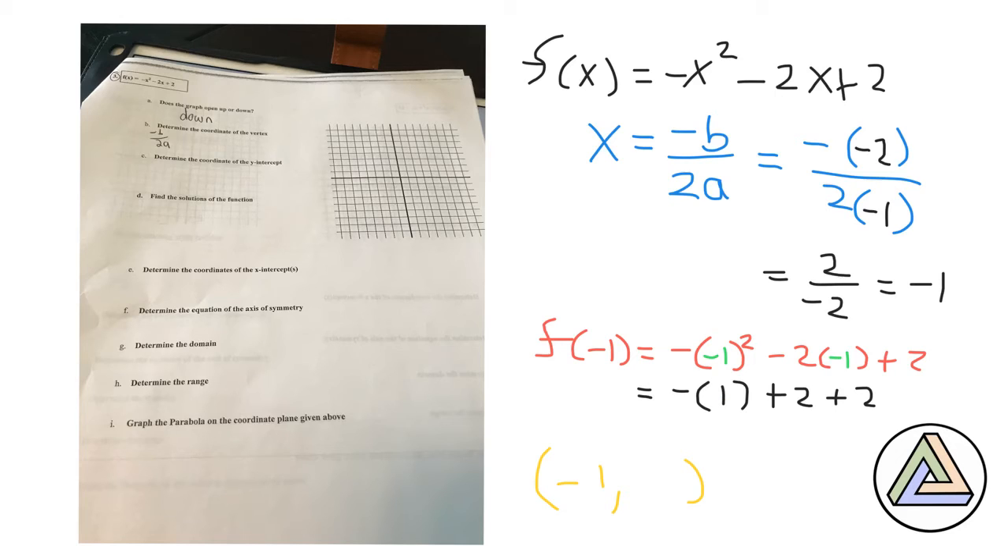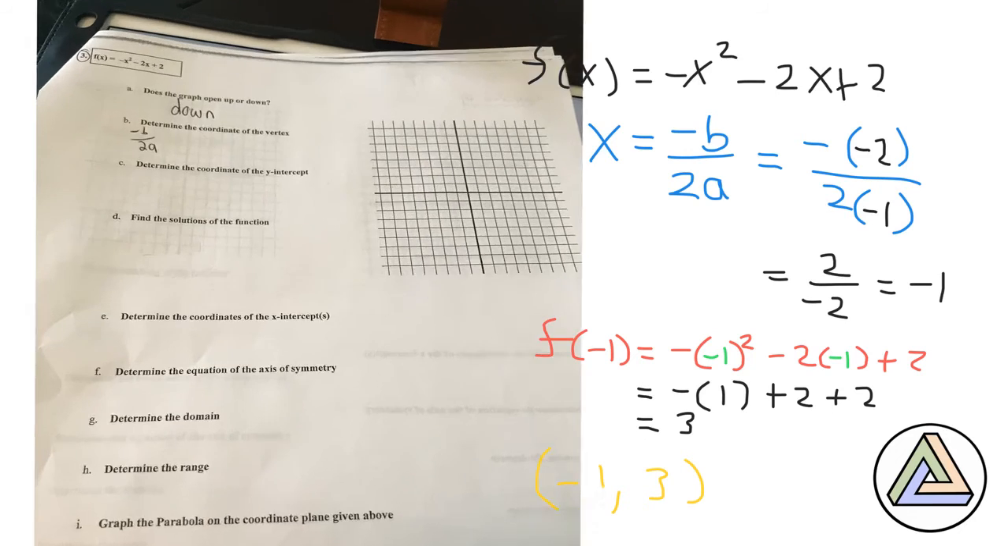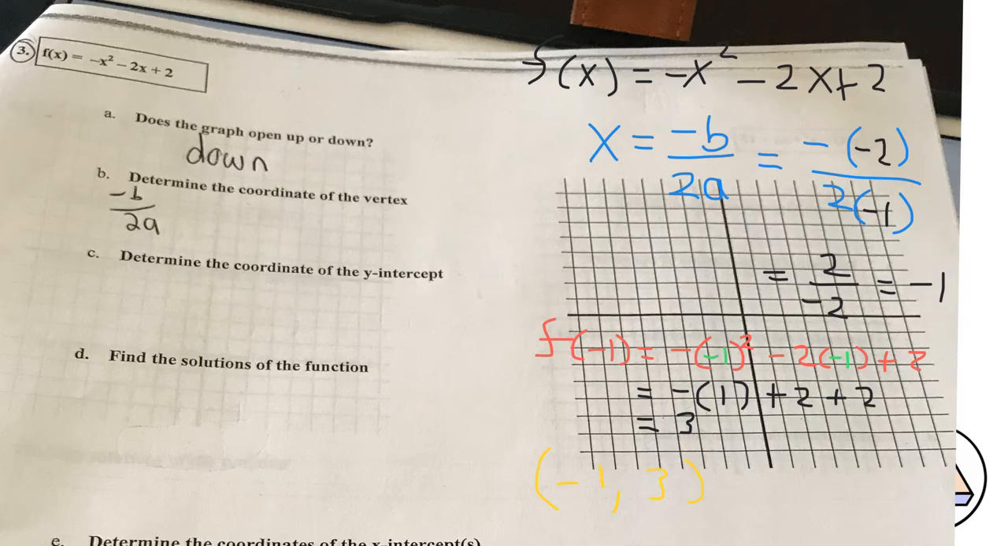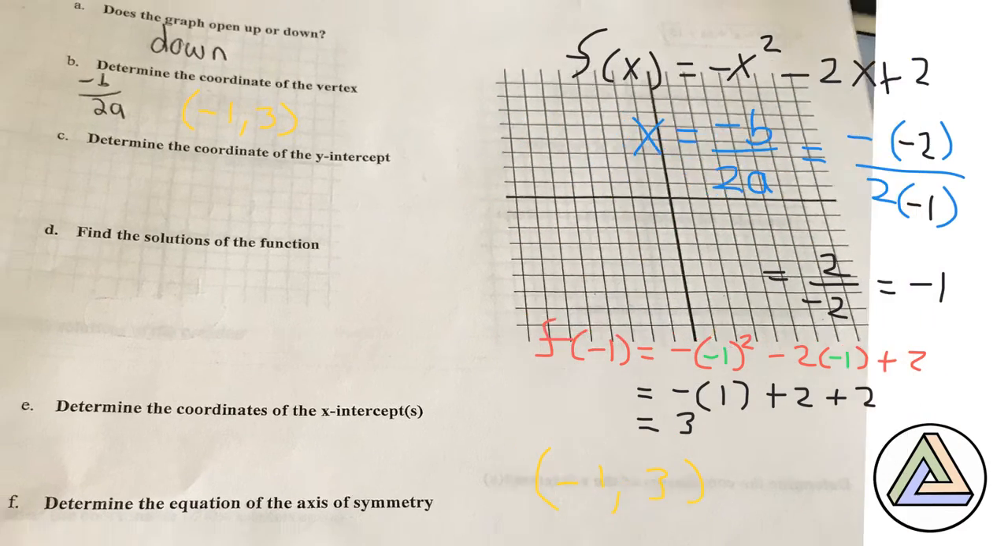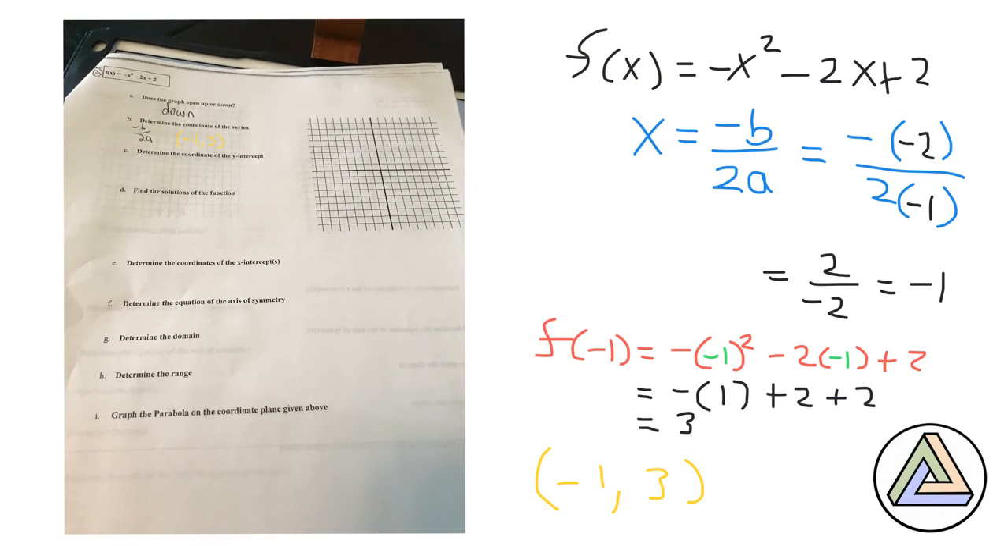So we have negative 1 plus 2 plus 2. At the end of the day, that will be 3, right? So that's the y-coordinate of the vertex. Bam, 3. Done. I'm actually going to write that right here. What was it? Negative 1 comma 3. I'm going to keep track of our progress right now. So that is that thing.